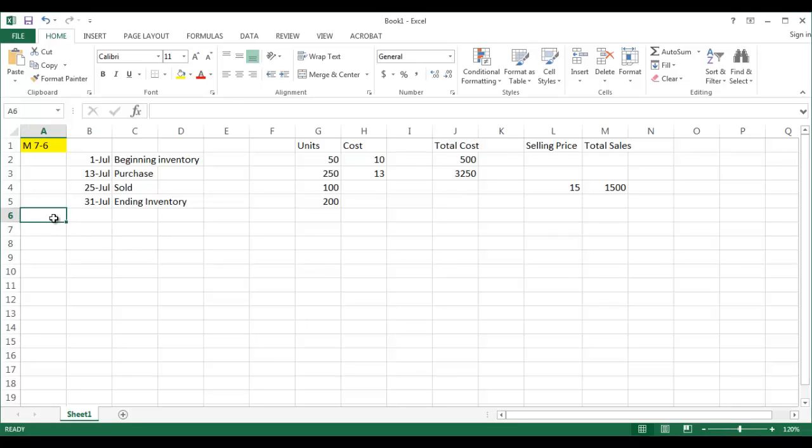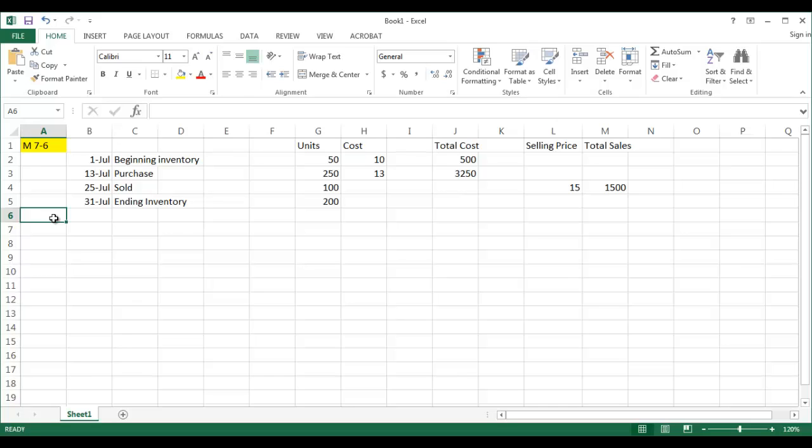Okay, this is M7-6, which is on page 332 in your textbook. 7.6 says, given the following information, calculate cost of goods available for sale, ending inventory, then sales, cost of goods sold, and gross profit under FIFO, LIFO, and weighted average.